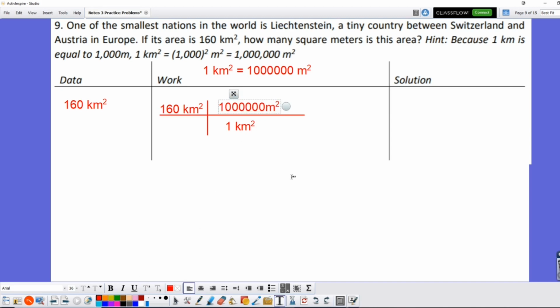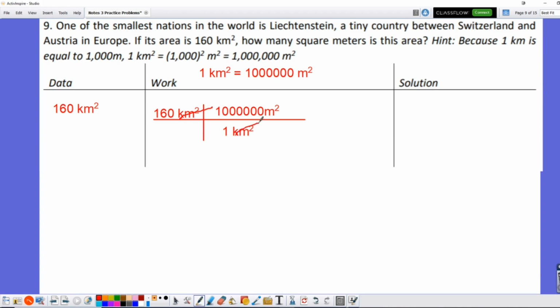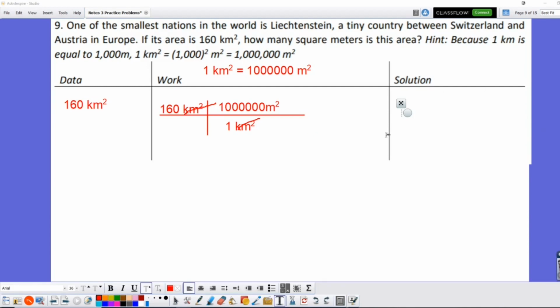Okay? And again, the reason for putting square kilometers on the bottom is because I already have it on top, so I want to cancel it out. My units in this case do cancel. And so what I have to do is multiply the top, multiply the bottom, do top divided by bottom. But in this case, I'm just going to be dividing by 1, so it really doesn't matter. I'm just going to do 160 times 1 million. And the answer that I get here is going to be 160 million. I'm going to go ahead and put in commas this time so it's easier to see. 160 million meters squared. And that's the answer to number 9.